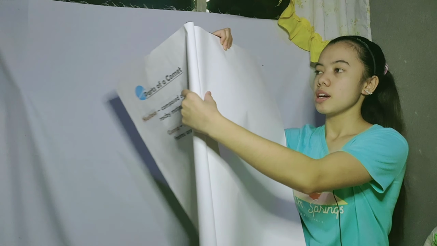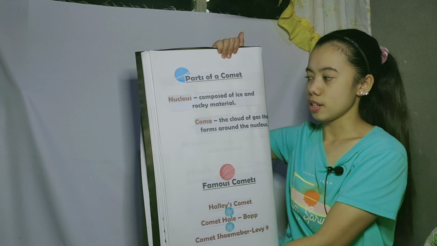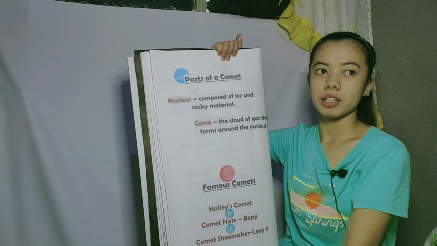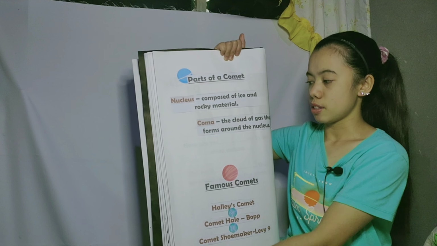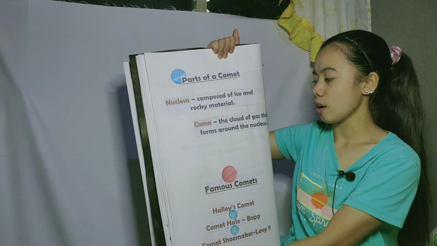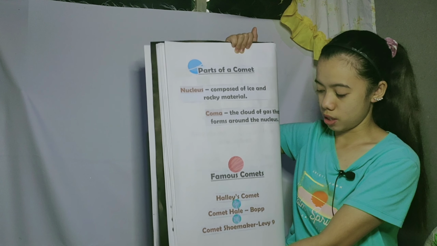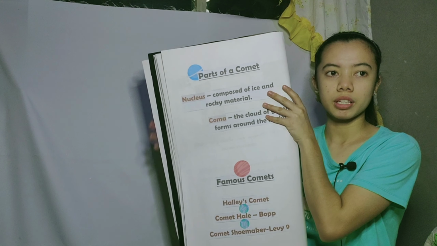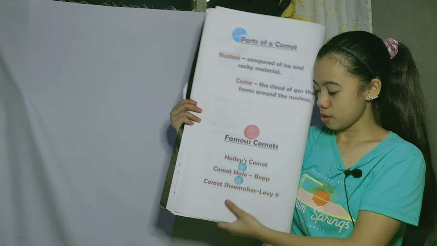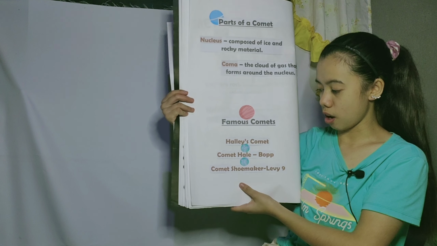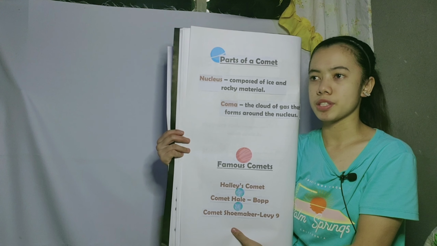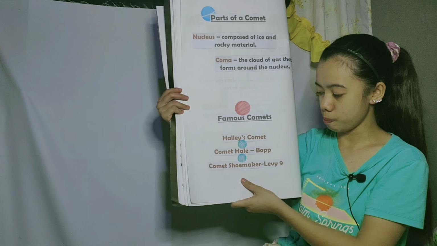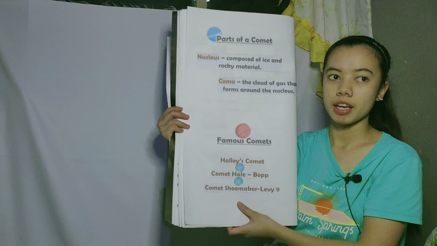So we have the parts of a comet. Here we have the nucleus. It is composed of ice and rocky material, so it is basically the center of the comet. We have here the coma, or the cloud of gas that forms around the nucleus. I also included some famous comets. We have here Halley's comet, which appears every 75 to 76 years. We also have the comet Hale-Bopp and the comet Shoemaker-Levy 9.